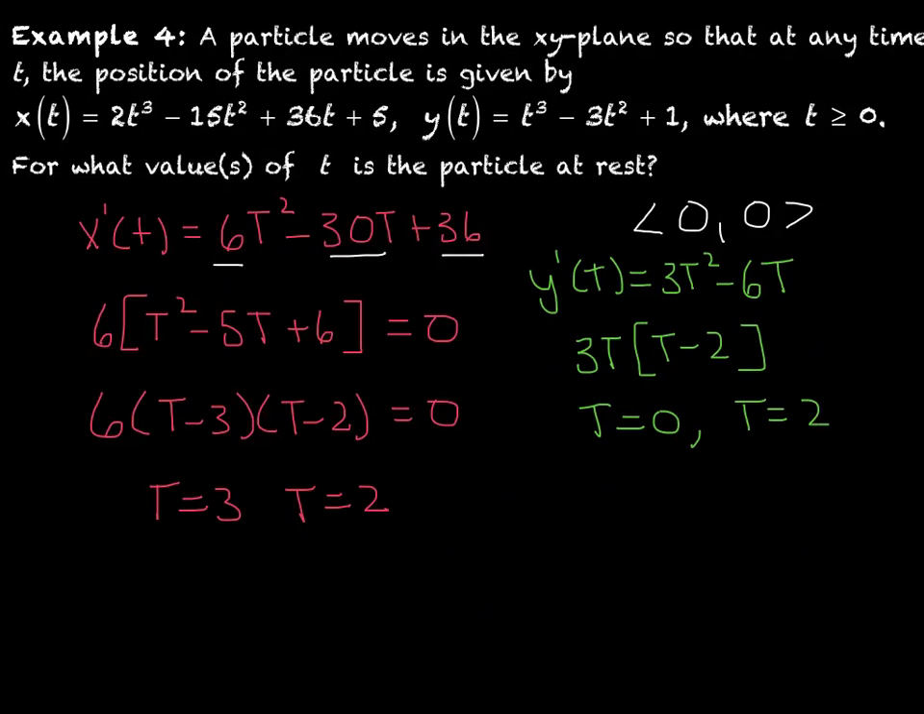Alright, so now we look at this and we say, okay, at t equals 2, both the x and the y velocities are 0, so therefore at time t equals 2 would be when the particle is at rest.